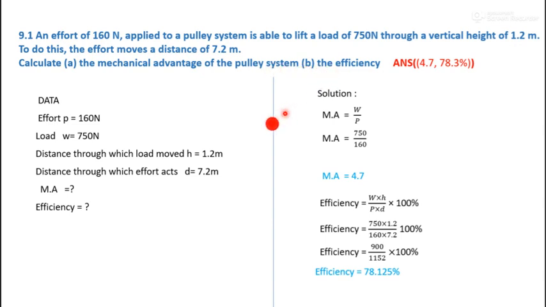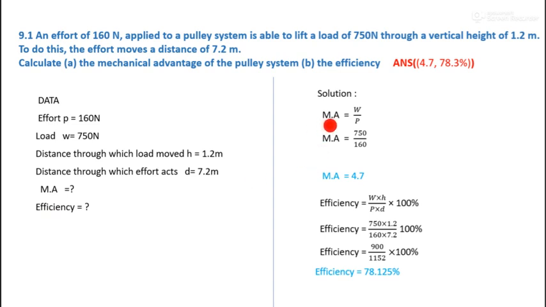We know that first of all we will write the data. Effort P is equal to 160 newton, load W is equal to 750 newton, which is the load lifted through the vertical height, and the distance through which the load moves, H, is equal to 1.2 meter. And to do this the effort moves a distance D equal to 7.2 meter. Now first of all we find the mechanical advantage, and second we find the efficiency. Now take the solution.